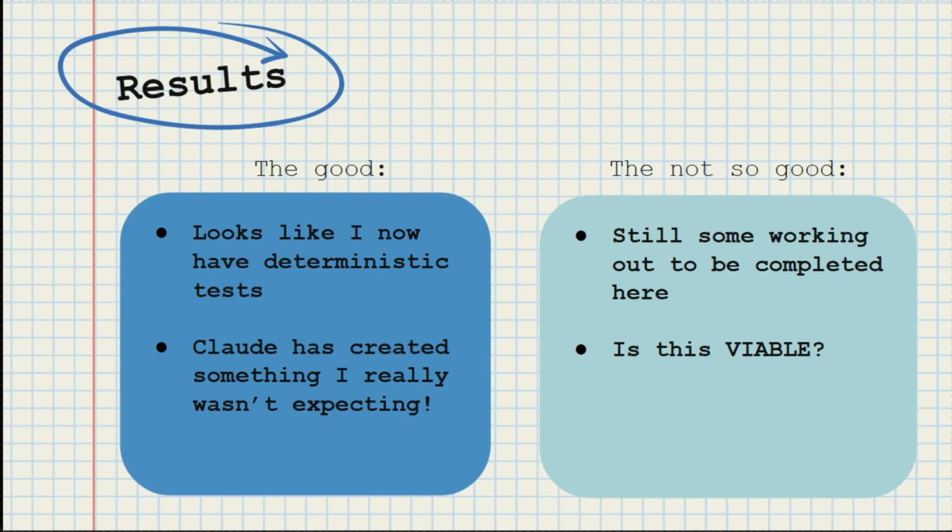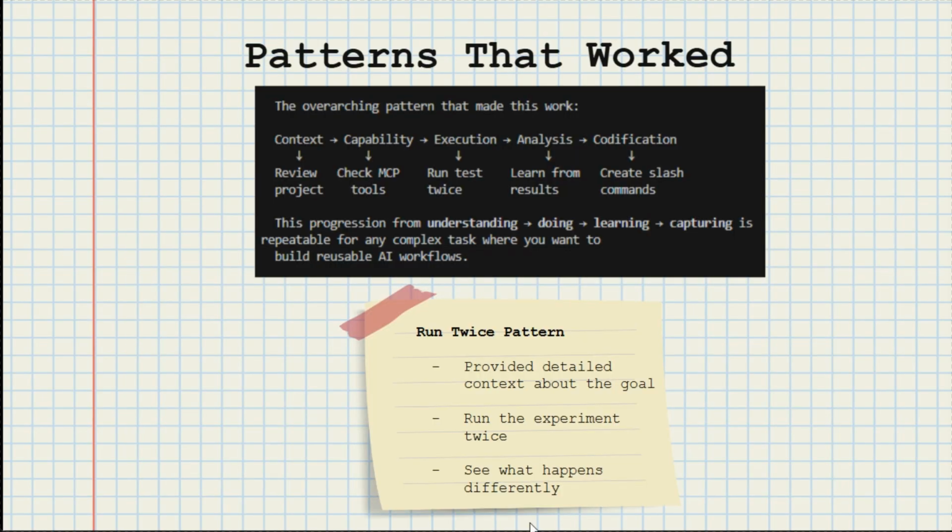In terms of results then, it does look like I have a deterministic test automation framework now. Certainly wasn't something I was expecting, and there's still a lot of working out to be completed here to see if this is viable. I think from that, the main lesson I've learned is that we might have a run twice pattern, which gives us the ability to take what we thought was an agentic process and convert it into a deterministic process, as long as we have some context about the goal we're aiming for.